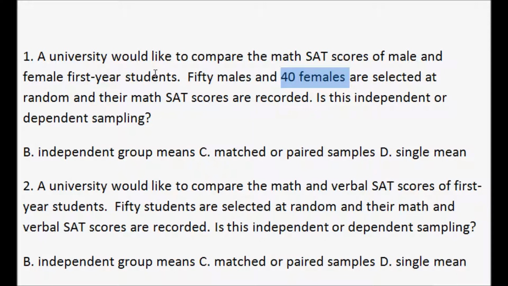But in addition to that, nothing here says that there's a relationship. We're not choosing male and female people who are in relationships with one another. We're not sampling people who are married. So there's no relationship between the 50 males and the 40 females. And so the correct answer here, since it's two samples, and there's no relationship between the two samples, is independent group means.